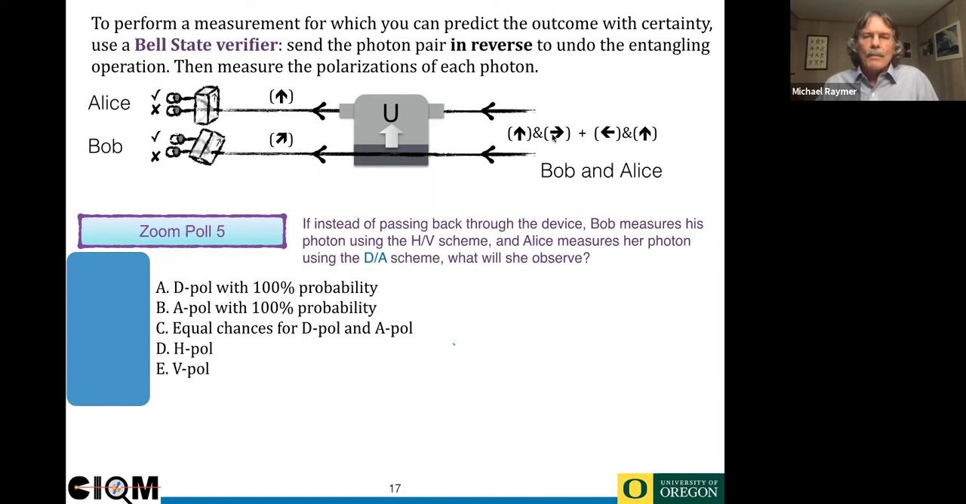The other possibility is Bob measures his photon and he gets H. That rules out this one, and leaves Alice with a V polarized photon. Then she measures it with the DA scheme, and now you know what's going to happen, right? So I'm going to run this poll again because not everybody got the answer exactly correct. So please run that again.